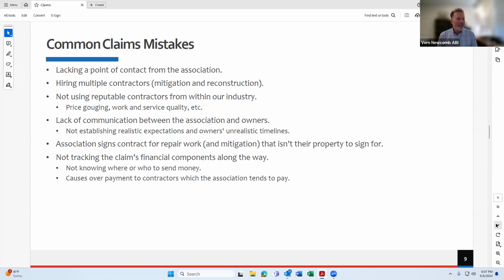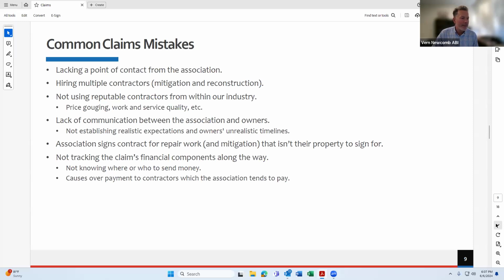The association signs the contractor to prepare work or repair work and mitigation that isn't their property. So the association signs the contract with the contractor. That's a big problem, because if there is a problem between the insurance company and the contractor on what's to be paid, guess who's responsible for that? The association, as opposed to the unit owner.